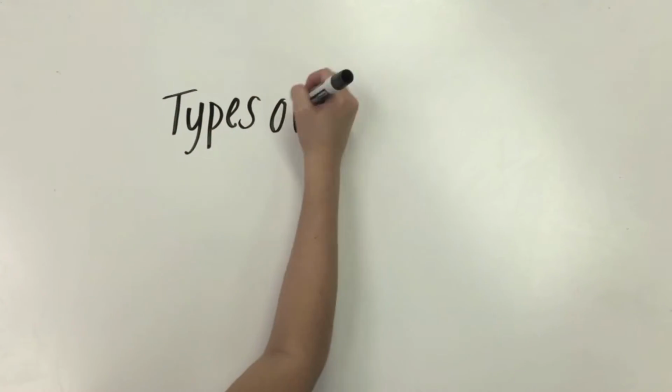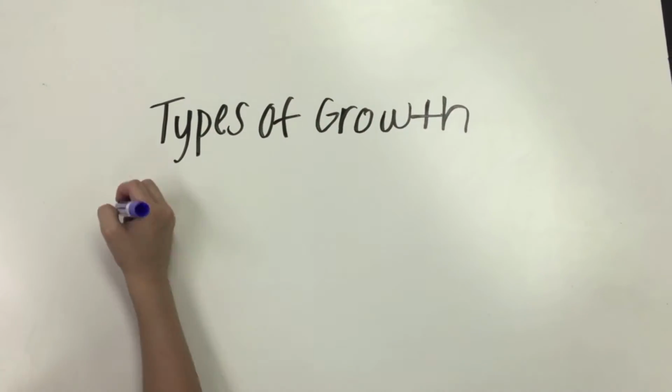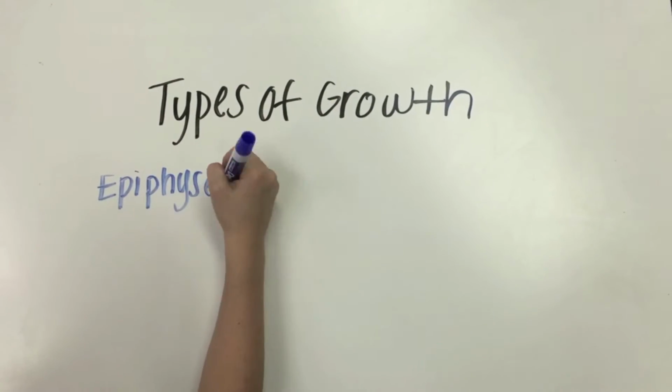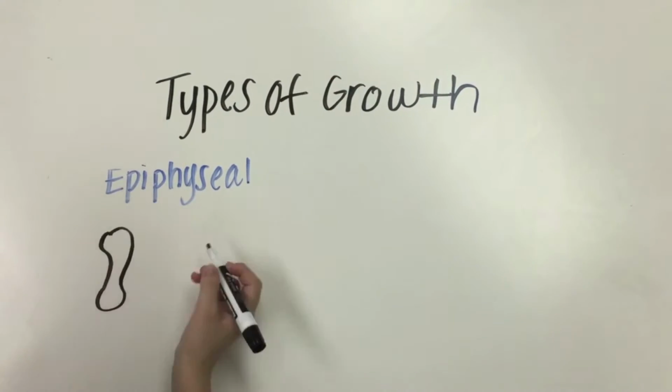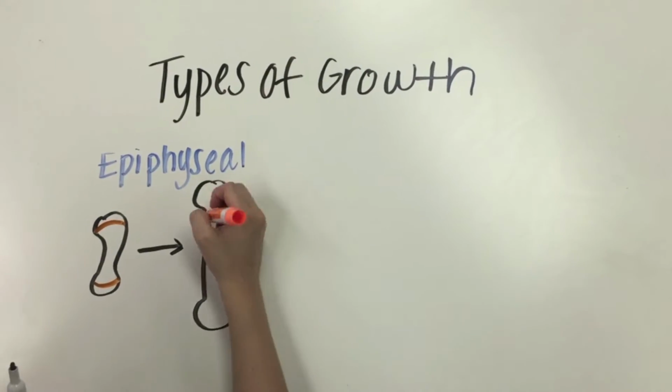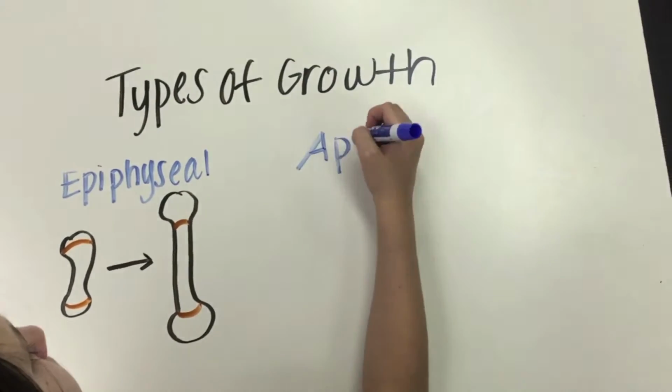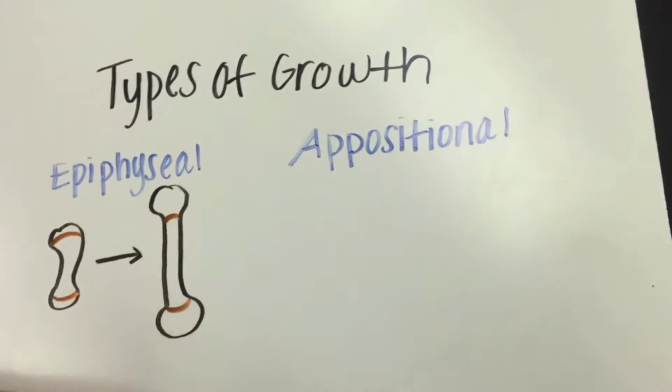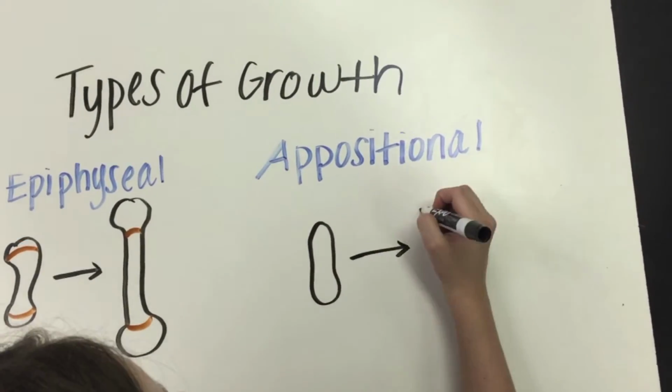There are two types of bone growth. Epiphyseal growth occurs when bones grow in length. It begins at the growth plate, or the epiphyseal plate. Appositional growth is characterized by a growth in bone thickness and occurs by ossification of cartilage.